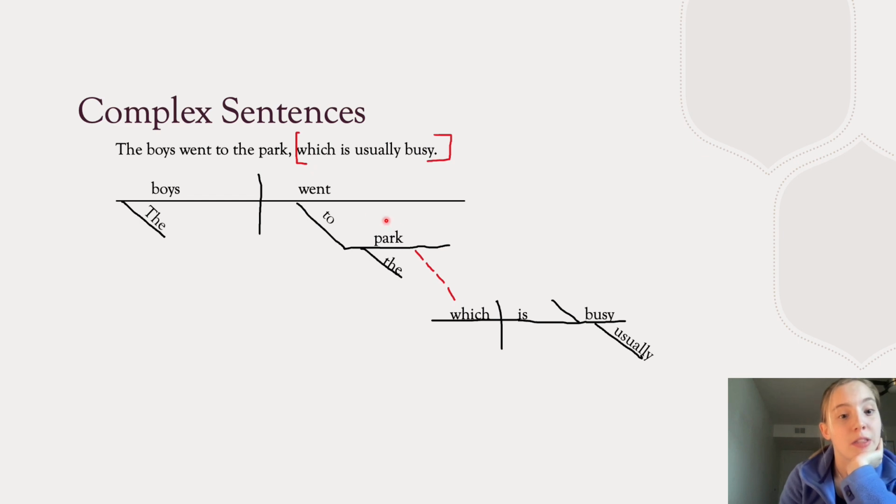So underneath the object of the preposition park, I'm going to draw a dotted line to my subject, which, linking verb is, predicate adjective busy. How busy? Usually busy. And that wraps up the concepts of complex and compound sentences. There are more specific examples in the Well-Ordered Language book, which I encourage you to look at.